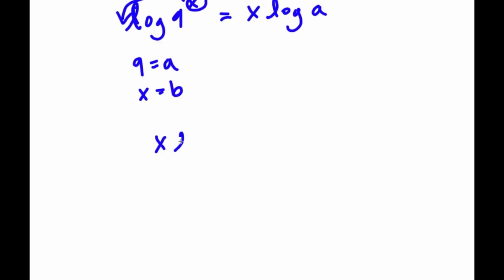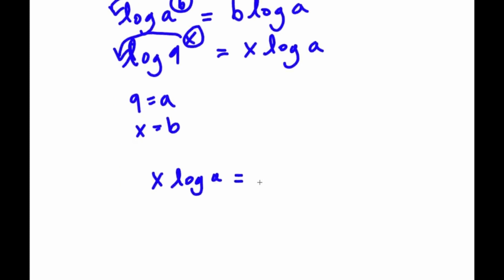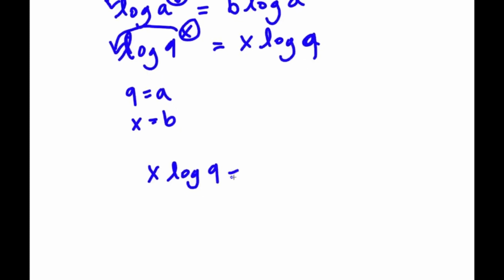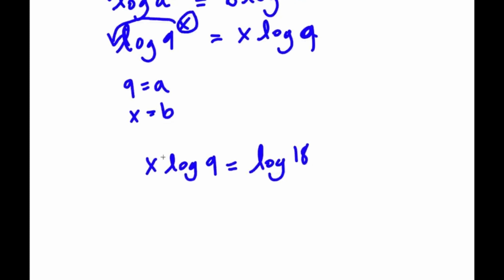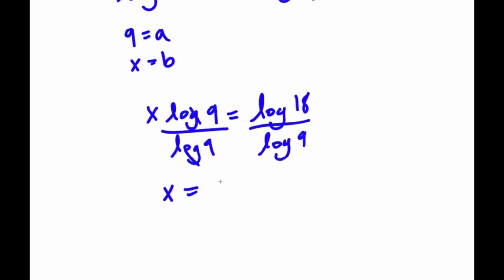So now I have x times log a is equal to, sorry, it's not a, it's 9. So I have x times log 9 is equal to log 18. Now we want to isolate x, obviously. So I'm going to divide log 9 on both sides. So now I have x is equal to, because these two cancel out, log 18 over log 9.